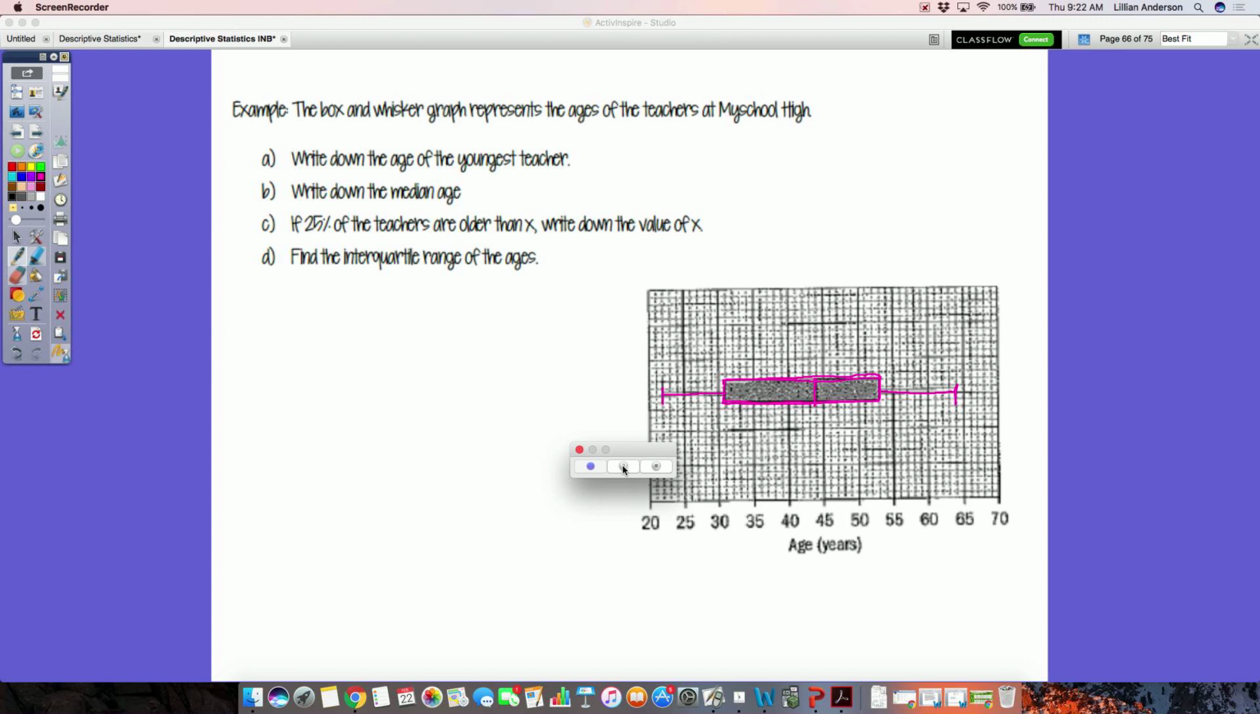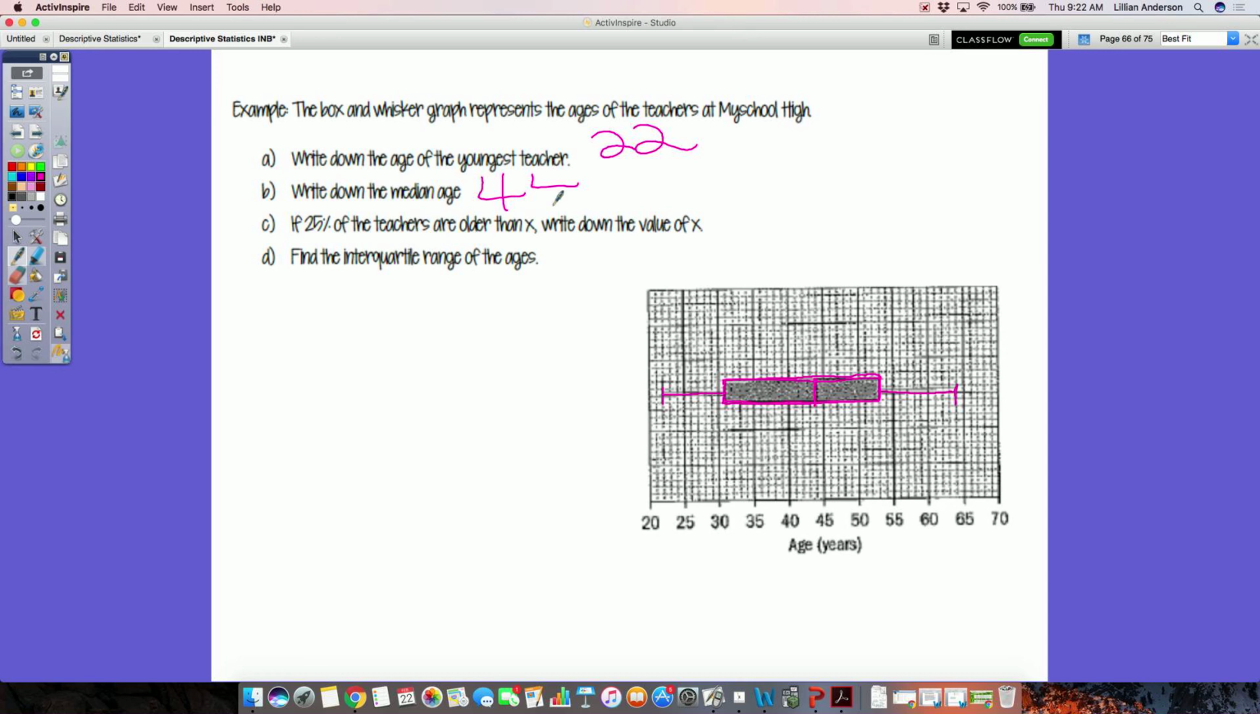But write down the age of the youngest teacher represents the what? The minimum, which is what? 22. That is where the minimum line was for that whisker. Then it says write down the median age. You're looking for that line that is where, of your box, which is? That was at 44. If you couldn't see it, again, I do apologize, but like the ones on your homework, for example, nice and clean.